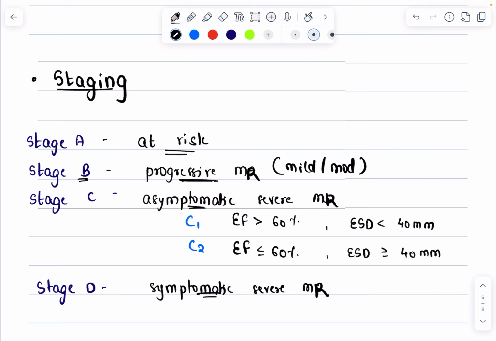And stage C could further be divided into stage C1 and stage C2. In the C1 stage, the ejection fraction is normal and it is more than 60%, and the end systolic diameter is less than 40 mm.